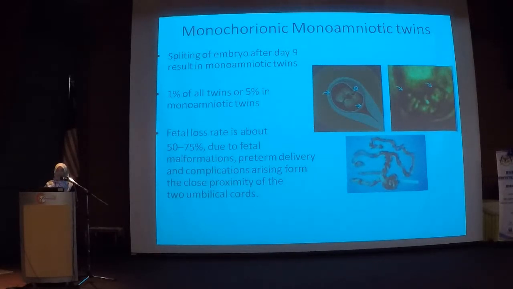Now, monochorionic monoamniotic twins. As we know, splitting of the embryo after day 9 will result in monoamniotic twins, 1% of all twins. The fetal loss rate is about 50 to 75% due to fetal malformation, premature delivery, and complications arising from the close proximity of the two cords. This pregnancy has only one placenta, one sac, only one room, but two babies inside.